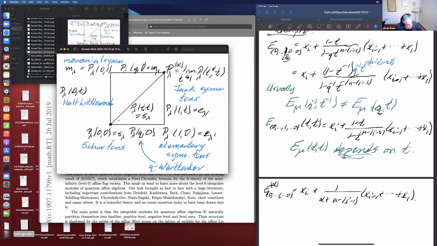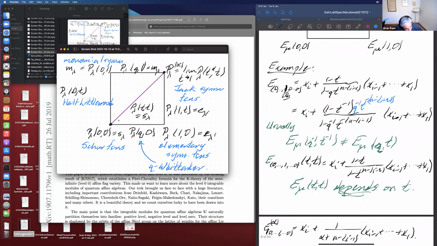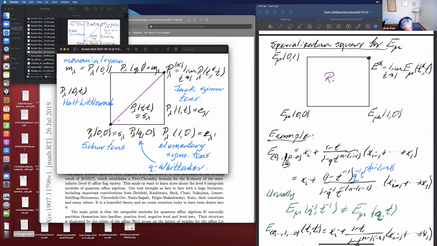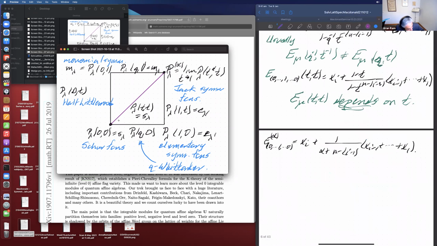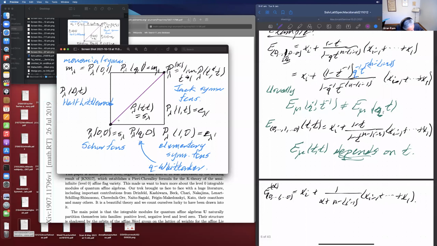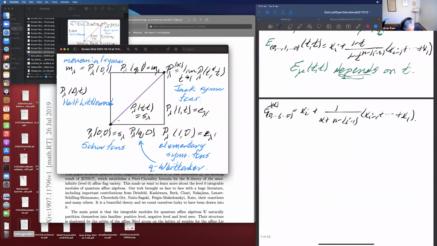Okay, so what it means is that we have to revise this guy a little bit, and draw a new picture, which would look something like, oops, that didn't make a good square. Let's try again. So I want one square here, and then I want another square here.